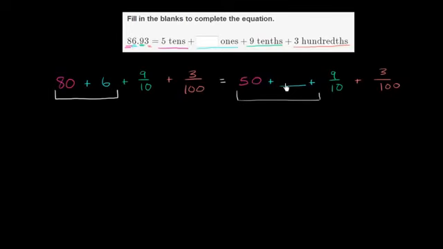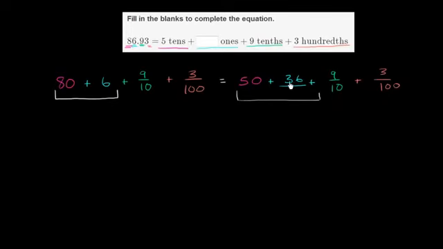So what has to be added to 50 to get to 86? Well, you have to add 36. So now both sides add up to the same thing. 80 plus 6 is 86. 50 plus 36 is 86. Then you have 9 tenths, 3 hundredths on both sides.